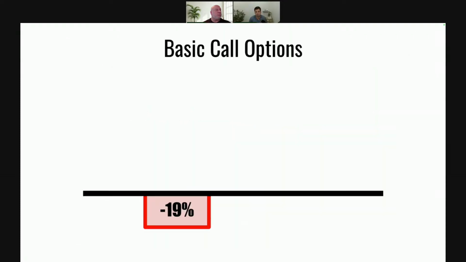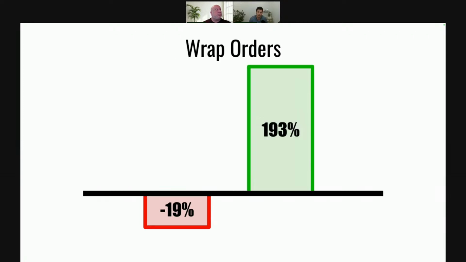So the question is, what would you prefer? Basic call options, you're right about the stock, but you lose 19% on the options. But the wrap order, by just applying a little different variation of options, we made 193% during that time. So again, put $1,000 in, you lose $190 with the call options. You make $1,930 with the wrap order.